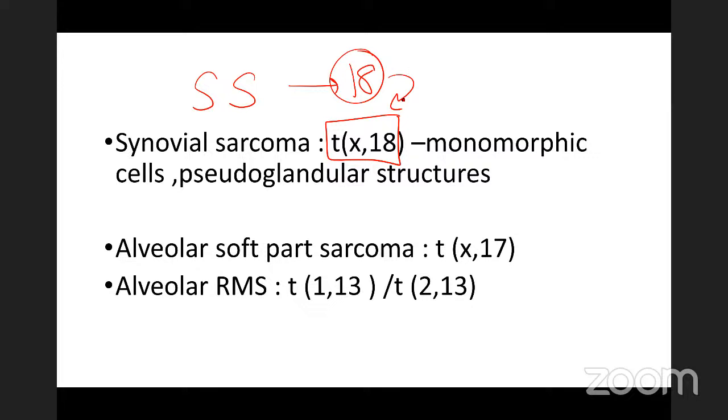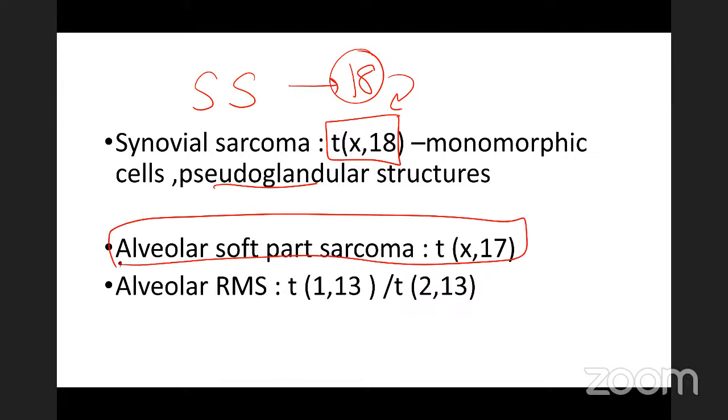And in this, remember, synovial sarcoma is a very classical sarcoma which has an epithelial component also. So it's a biphasic sarcoma. And therefore, it shows metastasis to the lymph node also. So it has pseudoglandular structures that you have to remember. Whereas very confusing with it is alveolar soft part sarcoma. Please remember, alveolar soft part sarcoma has X17. Okay, so X17. So 17 is soft part. Okay, so soft part sarcoma is X17.